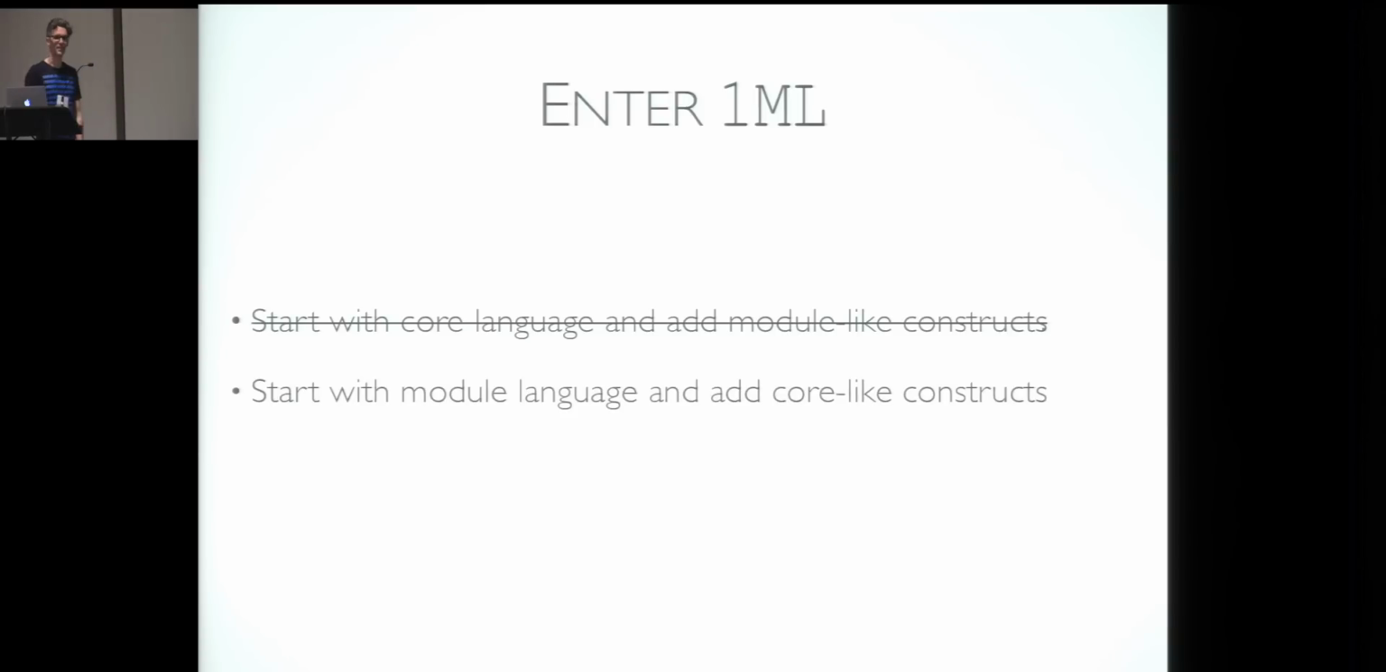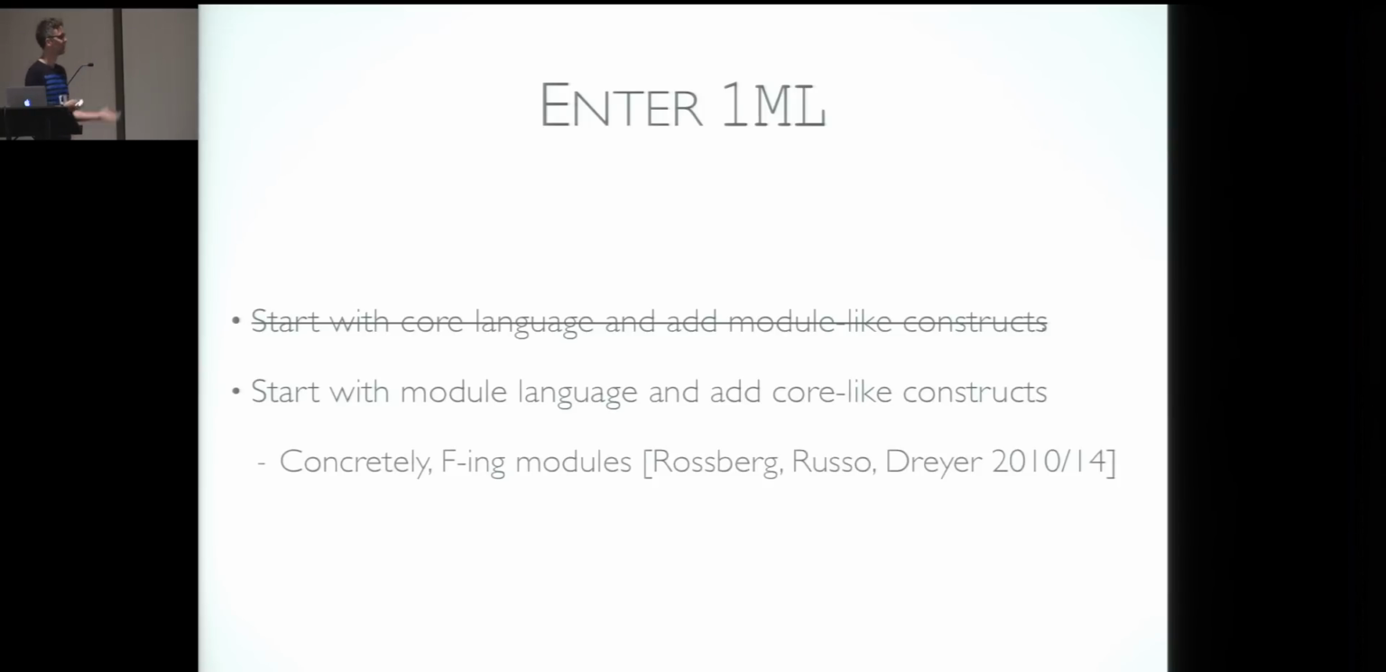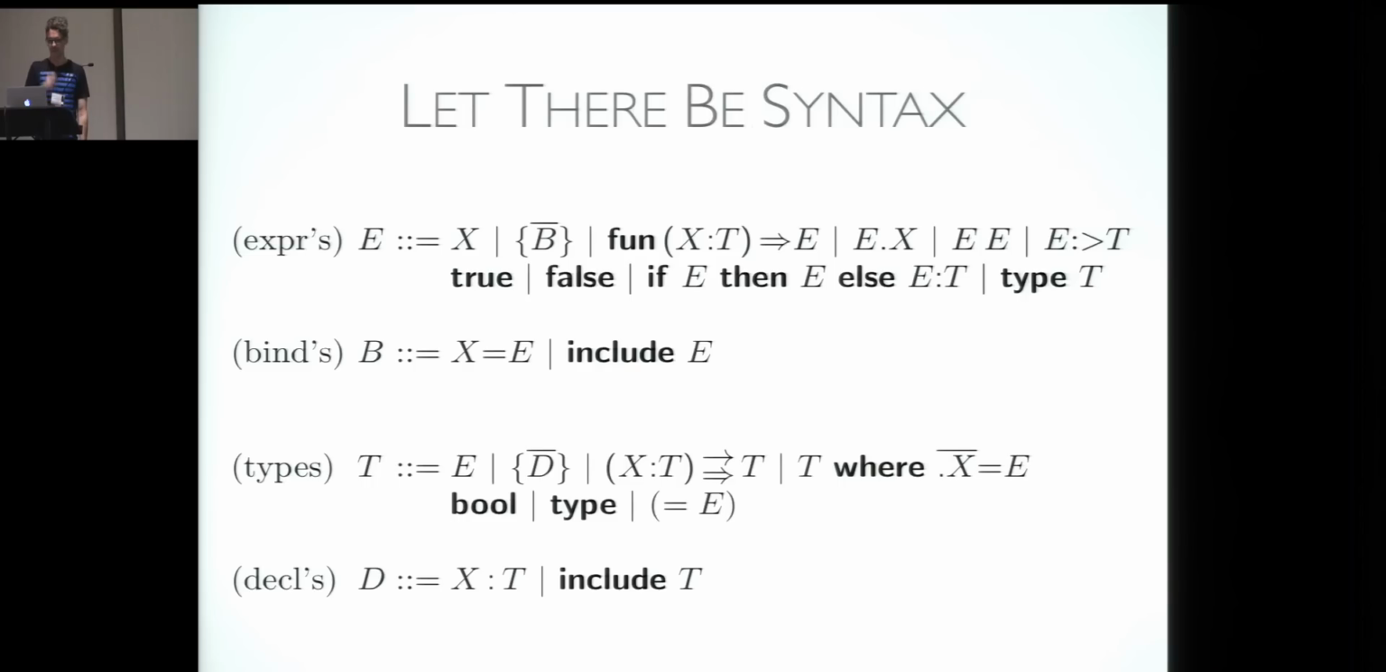I want to do the opposite. I start from a complete, fully expressive module language and just add core-like constructs to that and see where that takes us. And more concretely, I'm basing this on our earlier paper on the F-ing module semantics, where we basically just collapse the two language levels. But as you can guess, this is not going to be completely seamless, so there will be some challenges we have to deal with.